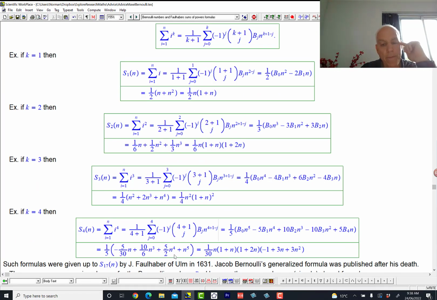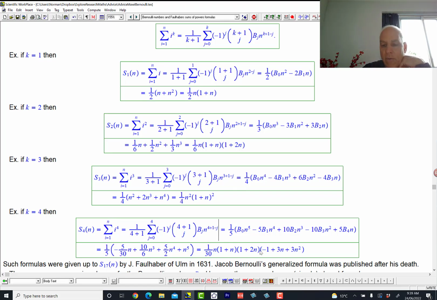When k equals 4, again, it's the same kind of story. Now we're talking about the fifth row of the Pascal triangle, 1, 5, 10, 10, 5, 1, where the last one is missing. And each of these coefficients is multiplied by b0, then b1, b2, b3, then b4. There's an alternating sign. Then we plug in the various values of the b's, and we get this series here. And that turns out to have a nice factorization like this. So these are the formulas for S1, S2, S3, and S4.